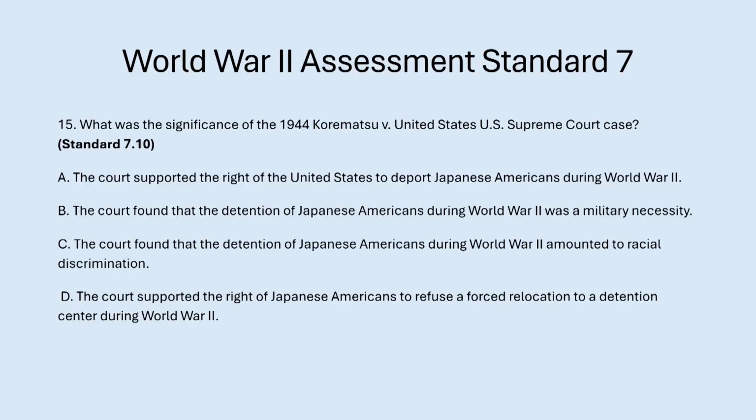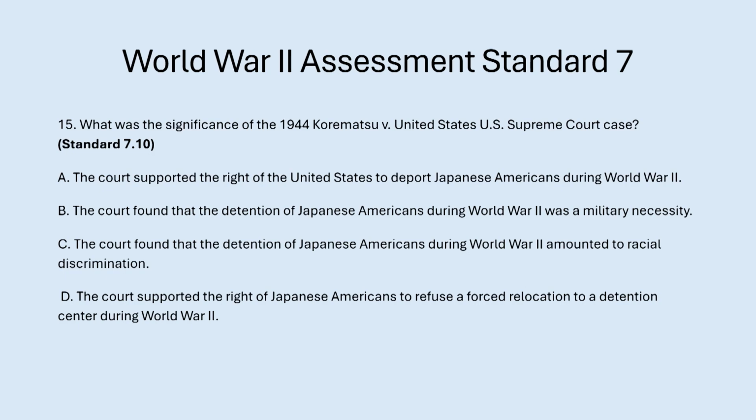The court supported the right of the United States to deport Japanese Americans during World War II. The court found that the detention of Japanese Americans during World War II was a military necessity. The court found that the detention amounted to racial discrimination. The court supported the right of Japanese Americans to refuse forced relocation to a detention center during World War II.